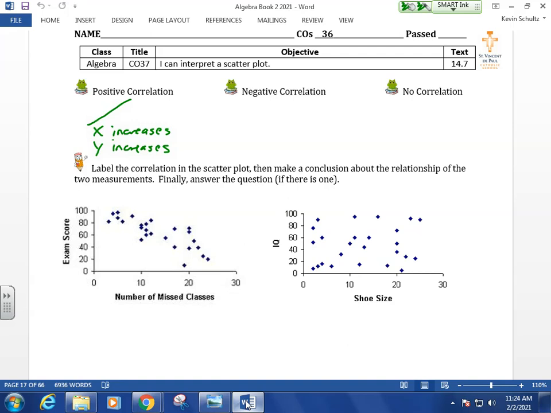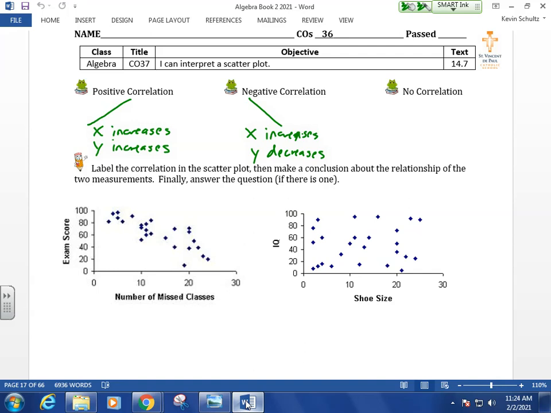A negative correlation is going to be going down from left to right. And it's not what you might think. A lot of folks might make the jump to say that as x decreases, y decreases. Actually, X is still going to be increasing here. So as X increases, Y now is going to decrease. So for a negative correlation, X will still be increasing, but Y is going to be decreasing.